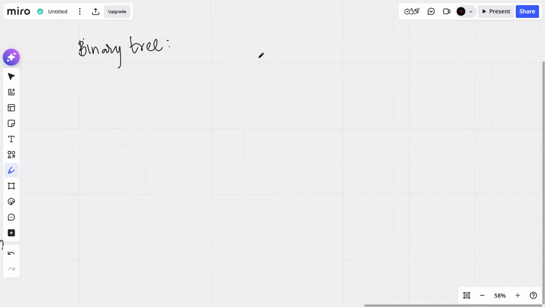What's a binary tree? I have my root node. A binary tree is defined such that every node should have a maximum of two children. It can have zero, it can have one, it can have two children. It can't go beyond two. That's what I call a binary tree. My root node can have two children. This can have one child. This can again have two children. Again, I can have two children. This can have zero children also. That is allowed, but it can't go more than two.